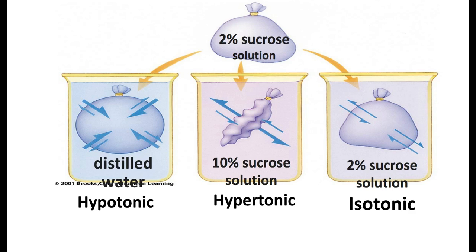In the middle here, I have a hypertonic, which means there is a higher amount of solute in the solution than within the cell. We can see 10% is higher than 2%. So when I add that 2% sucrose solution inside, all the water will leave the baggie to go to the solution. And on the very right, I have isotonic, meaning it's going to be equal proportions of each, meaning dynamic equilibrium, the water going in and out at the same time.